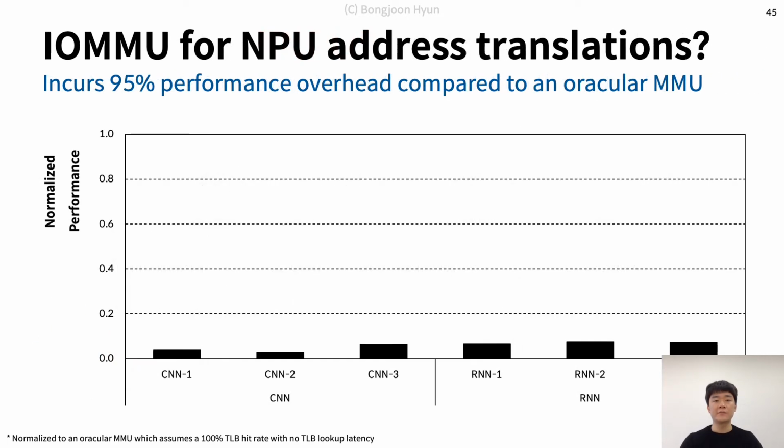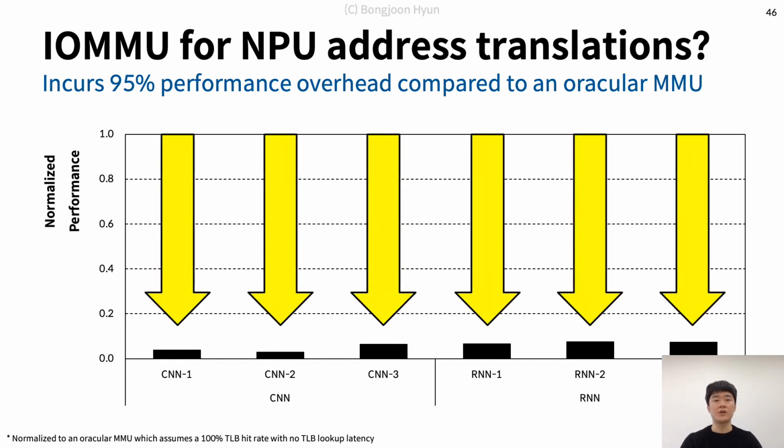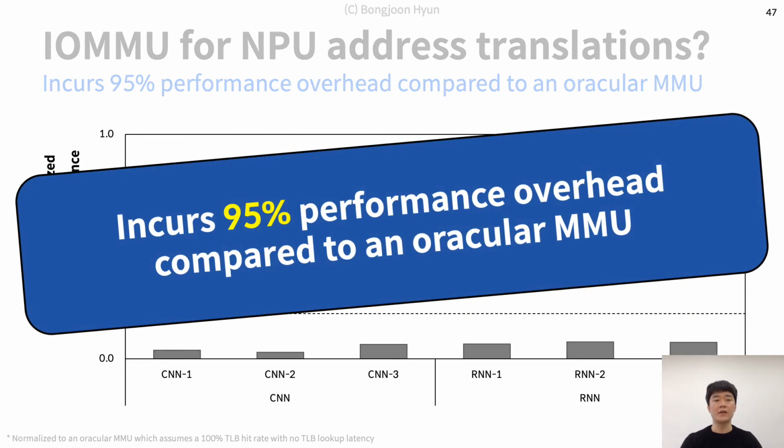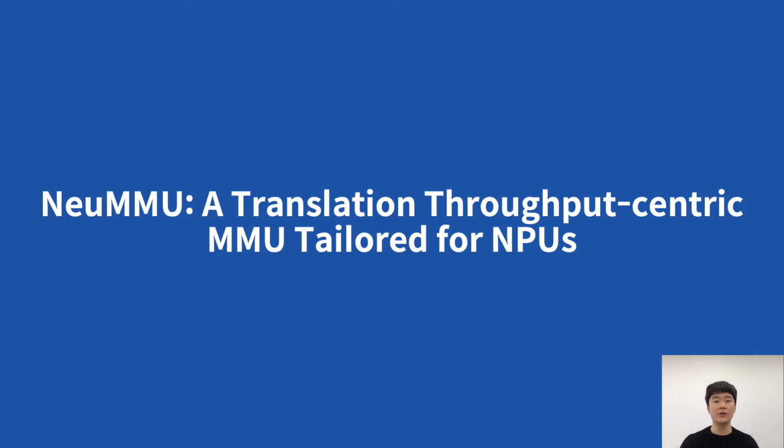This is the performance result of using the IOMMU as is in the NPU case. As shown here, the performance loss is huge if we use the IOMMU as is, incurring 95% performance overhead compared to an oracular MMU. So far, we discussed the challenges of utilizing a vanilla IOMMU as is for NPUs, motivating an MMU architecture tailored for DNNs.